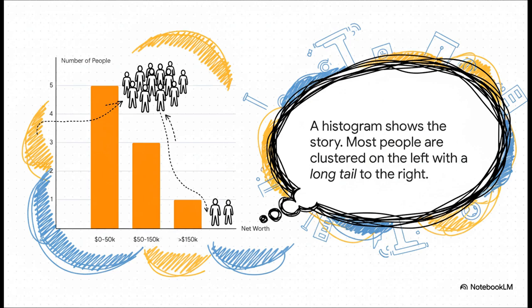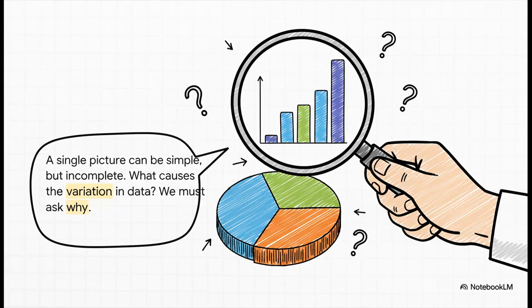You can see this is not an evenly spread out group. Nope. Most folks are clustered way down here on the left, and then you've got this long tail stretching out to a couple people way on the other end. That shape, that's the insight. That's the story the raw numbers could never tell us. But that first look, as powerful as it is, almost never the whole story.